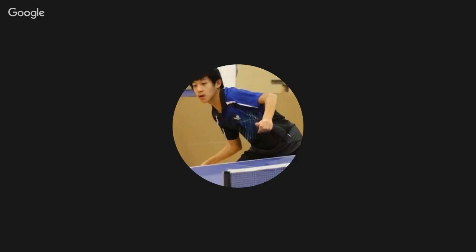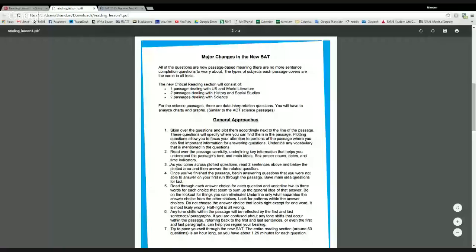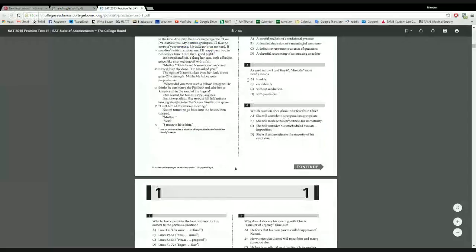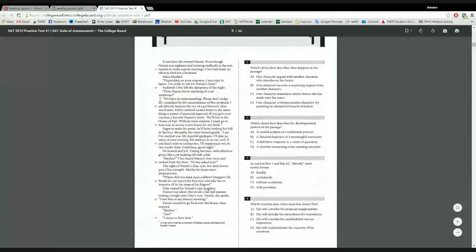As you come across plotted questions, read 2 sentences above and below the plotted area and then answer the related question. So let's say for number 3, we go to line 65. We don't want to only read the sentence saying directly, because of right here. We actually want to read a little bit above, starting maybe here and all the way down to probably the end of the paragraph, so we can gain the general context of the question to find exactly what directly most nearly means.